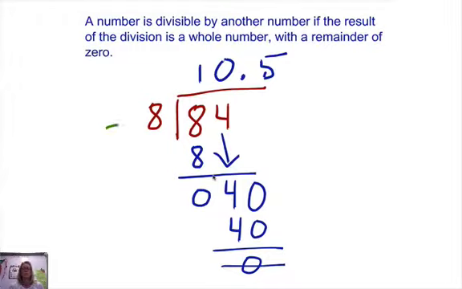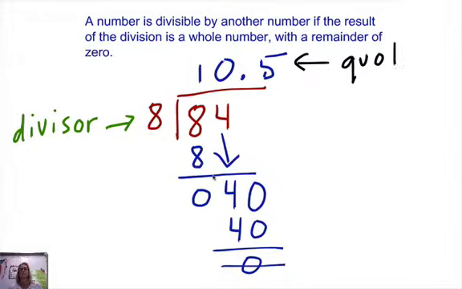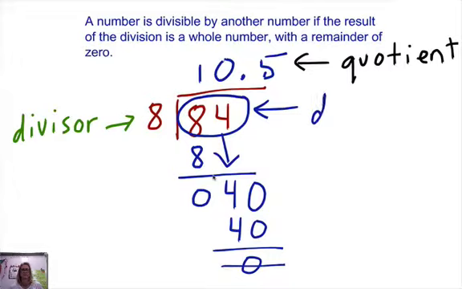And just to go over the terminology, when we talk about the 8 here, that 8 is the divisor. And the answer to the problem on the very top, 10.5, that number is the quotient. And then the number that's inside the house, the 84, I'll just circle it, that number is the dividend.